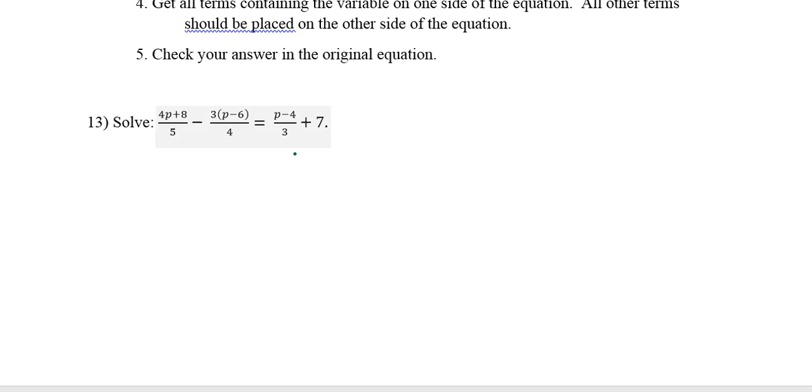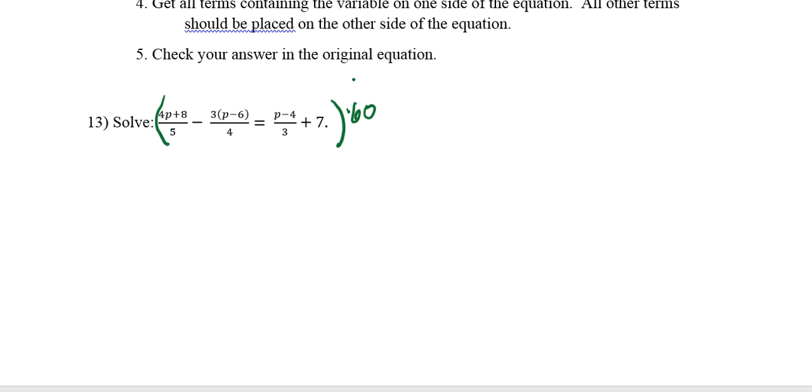Okay, so our denominators are 5, 4, and 3. So we're trying to think of the smallest number that 5, 4, and 3 all go into. Let's just do the first two to start, 5 and 4. For 5 and 4, the smallest number would be 20, but 3 doesn't go into 20. The next number that 5 and 4 will go into is 40, but 3 won't go into 40. The next one is 60, and 3 does go into 60. So we're going to multiply all of these by 60.